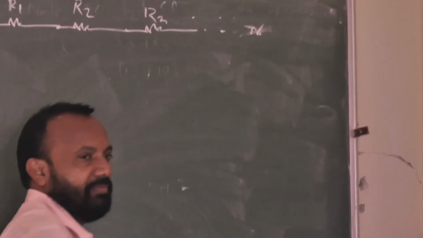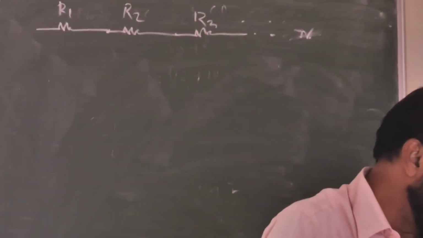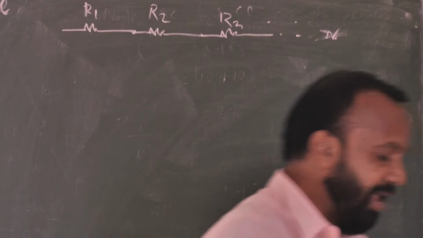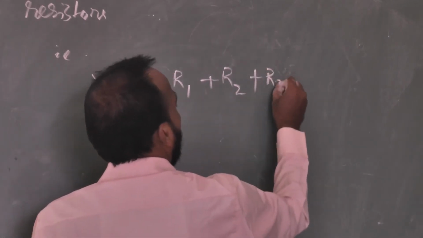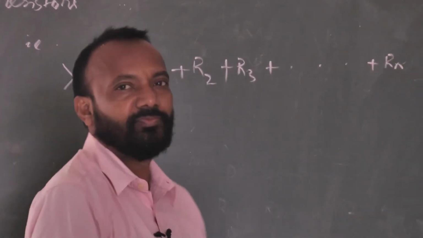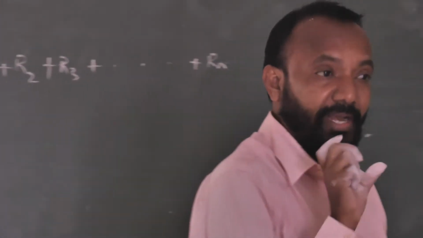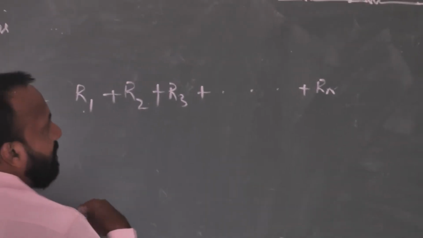Identical resistors are there. How many terms? N times. Okay. Then the question is the set of n identical resistors, each of resistance R ohm is there. So x equals R1 plus R2 plus R3 plus Rn. Yes or no? If all resistances are identical, so R1 plus R2 plus R3 are all same.